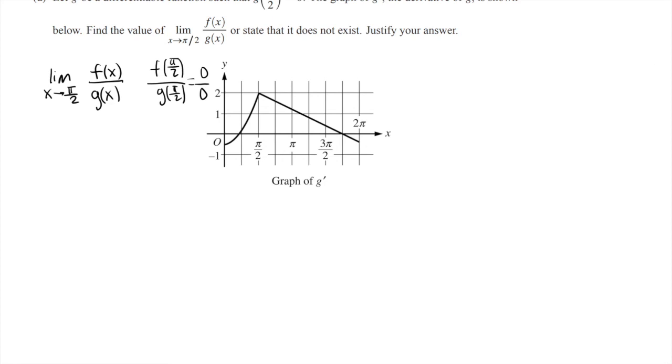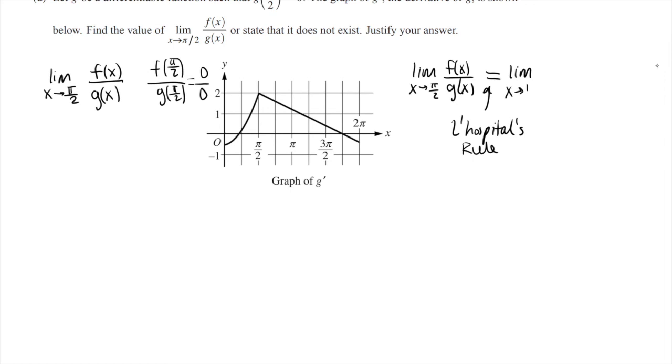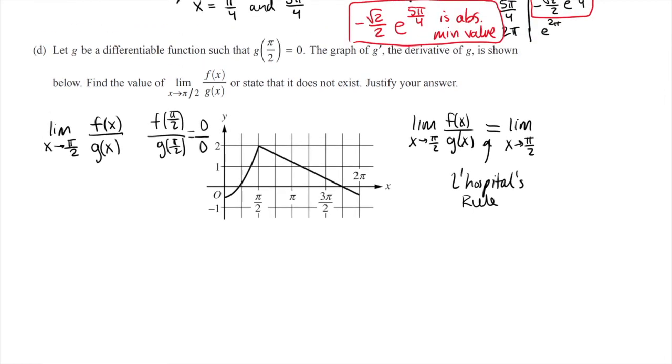Okay, so now this original limit, as x goes to pi over 2, of f of x over g of x, by L'Hopital's rule, so you might want to say, by L'Hopital's, I always forget how to spell it. This limit is the same as the limit as x goes to pi over 2 of the derivative of f over the derivative of g. And now I do the same thing.